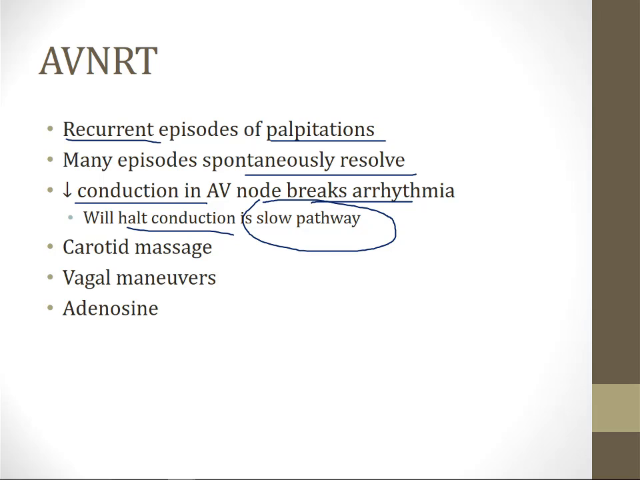And there are three main ways to slow conduction in the AV node to break AV-NRT. The first is carotid massage, which we'll talk about in a minute. The second is vagal maneuvers, which we'll also talk about in a minute. And finally, the drug adenosine slows conduction through the AV node. And I talk about adenosine in more detail in the video on antiarrhythmic drugs.